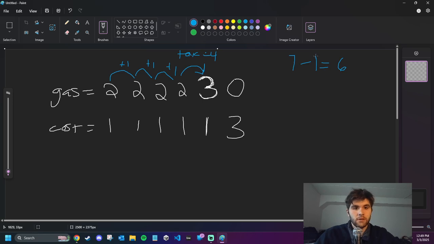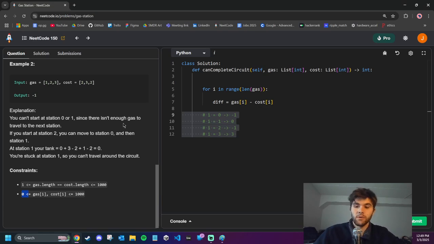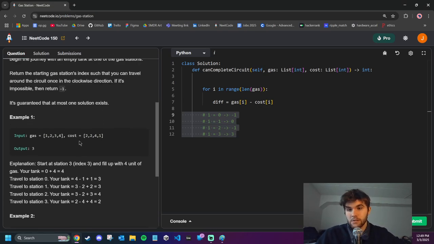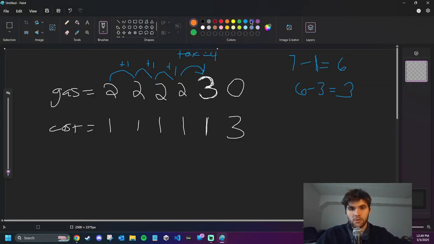And then we would get 6 minus 3 equals 3, and then we would be fine. Okay, but another stipulation of the problem is that there has to exist only one solution. So with this problem, how much do we need here? We need to arrive at this point with how much? So we had, we arrived there with 4.